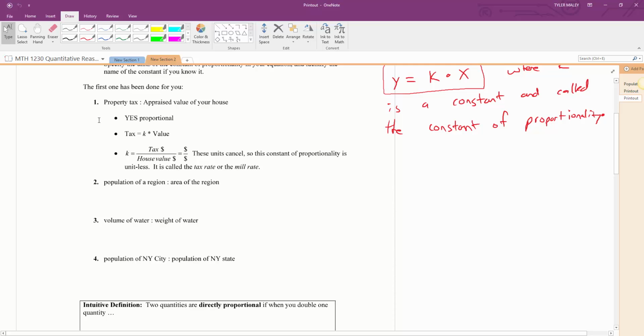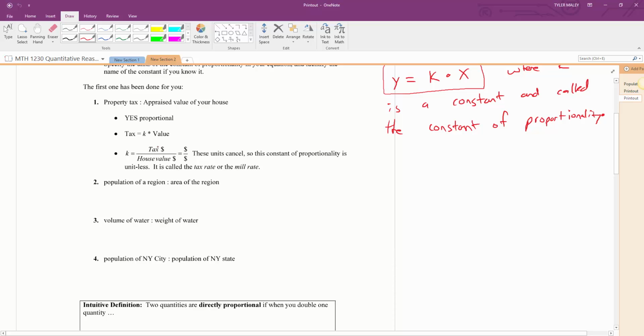So if I double my property tax, that means my appraised value of my house doubled. Or you could go vice versa. If I double my appraised value of my house, then my property tax is going to double. So this is the equation that we could get: tax equals k times value, where k is my constant of proportionality. And then in this next row, we set up k equals my property tax divided by my house values.